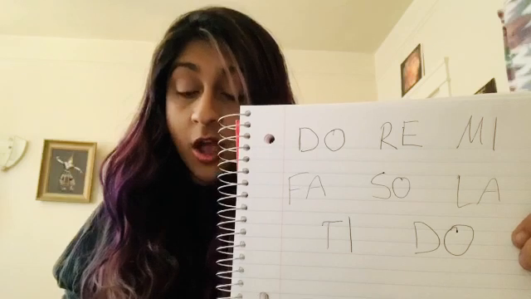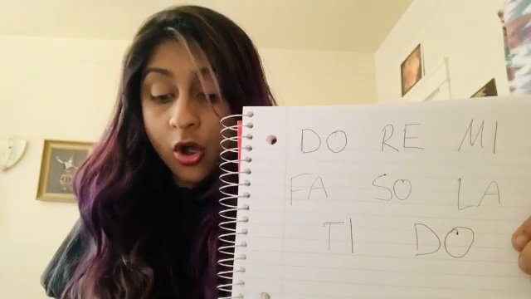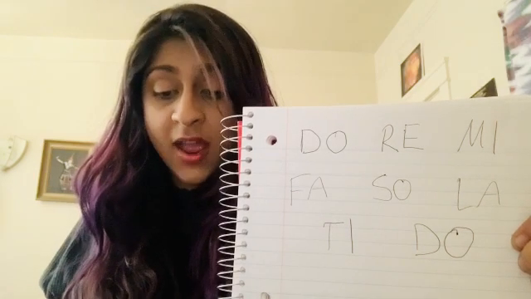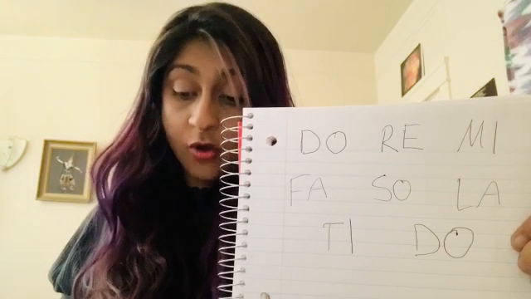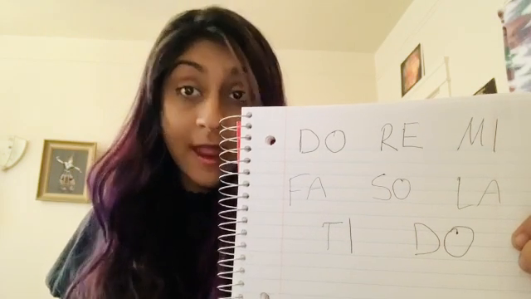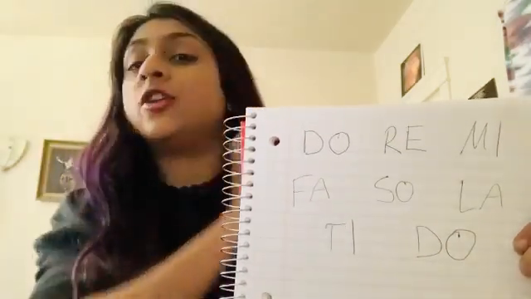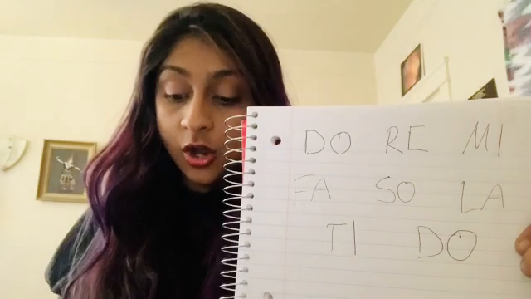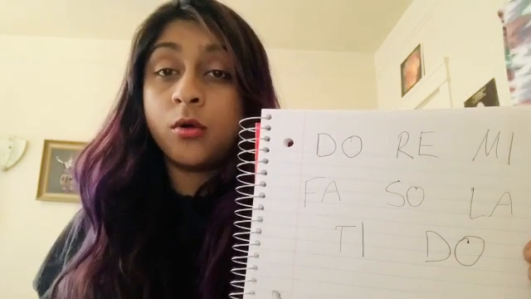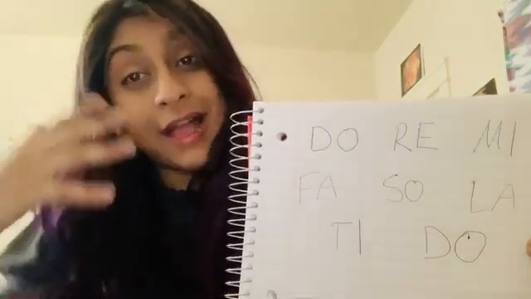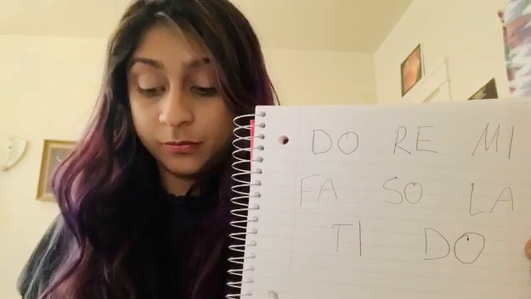Do, mi, so, mi, do. Do, mi, so, re, do. What did I do there? I went do, mi, so, re, do. So if each of those are assigned to that note, this is what it would sound like. Do, mi, so, re, do. So basically, that's how you bounce around and play these notes.